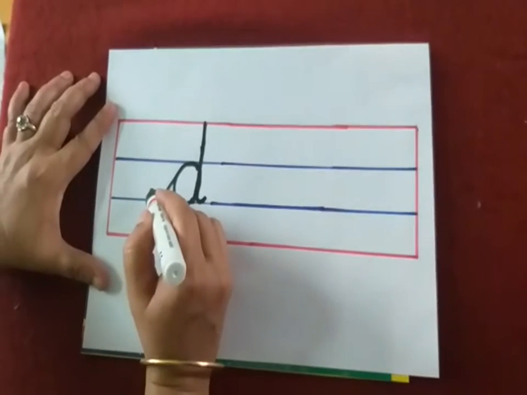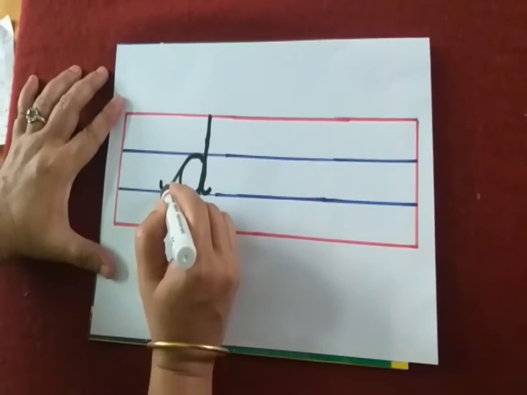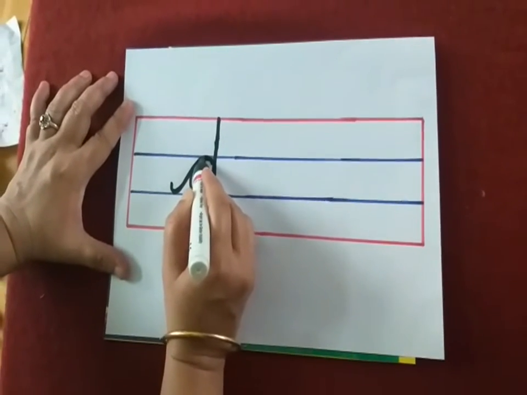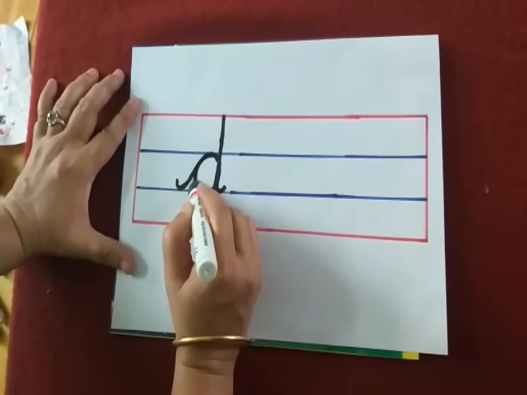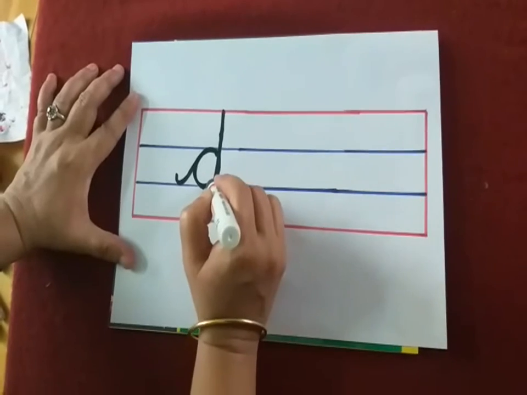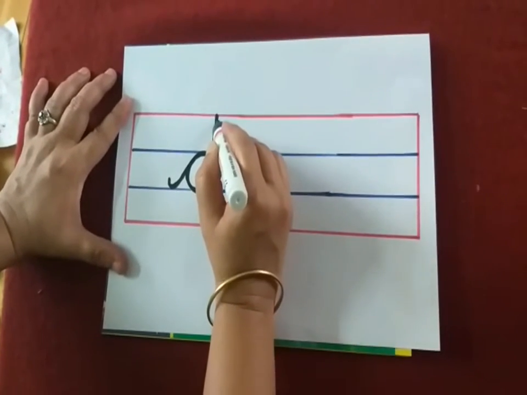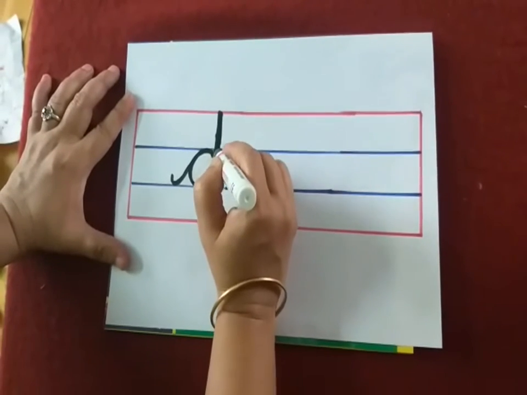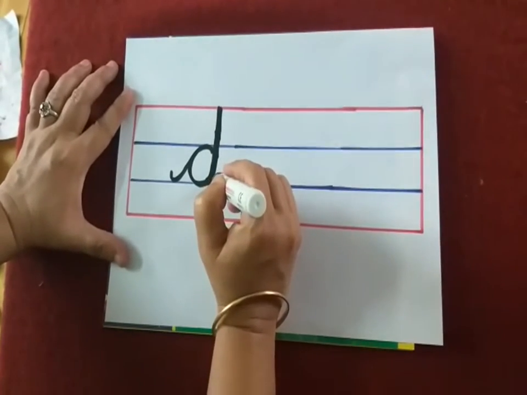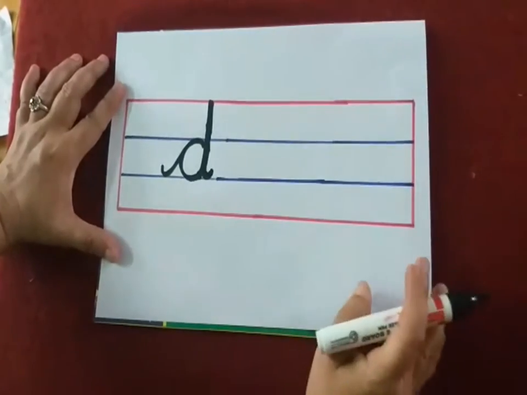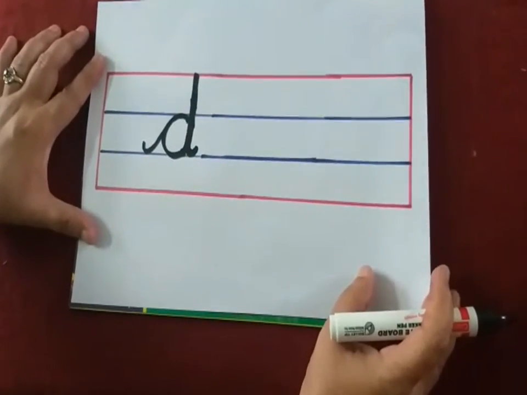Once again, take a small curve, go up to the second blue line, come down to the third blue line. Now from down you have to go up to the first red line, come down and to the third blue line and make a small curve, small cursive letter D.